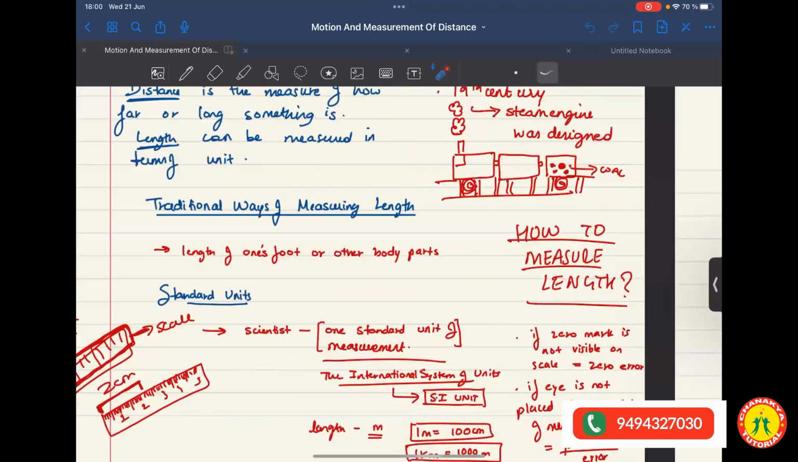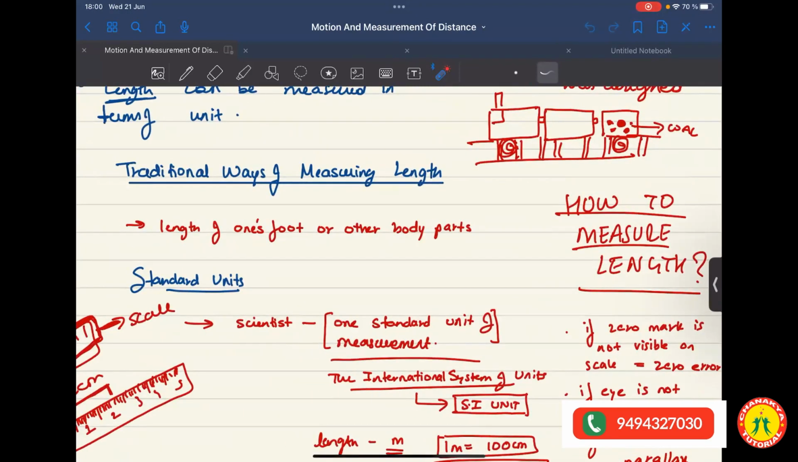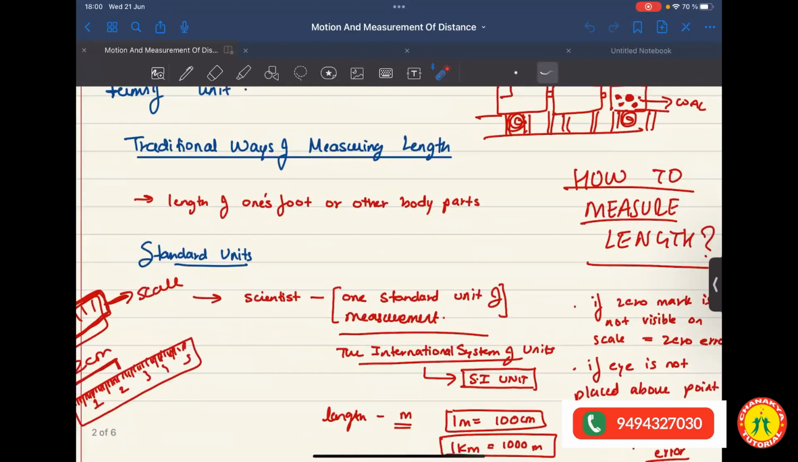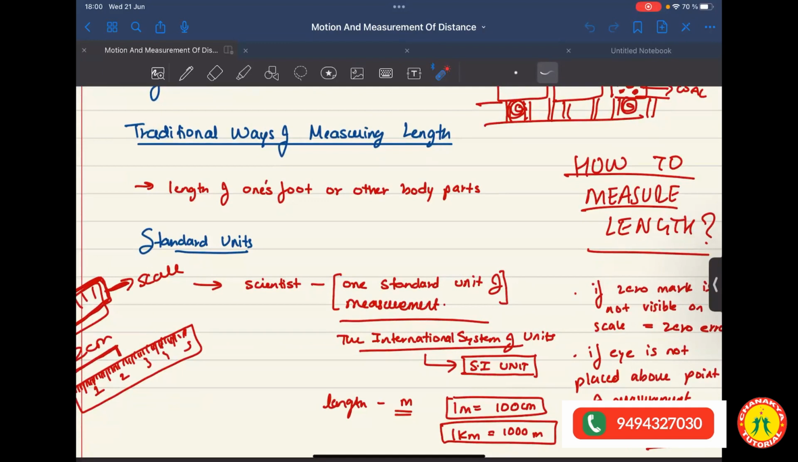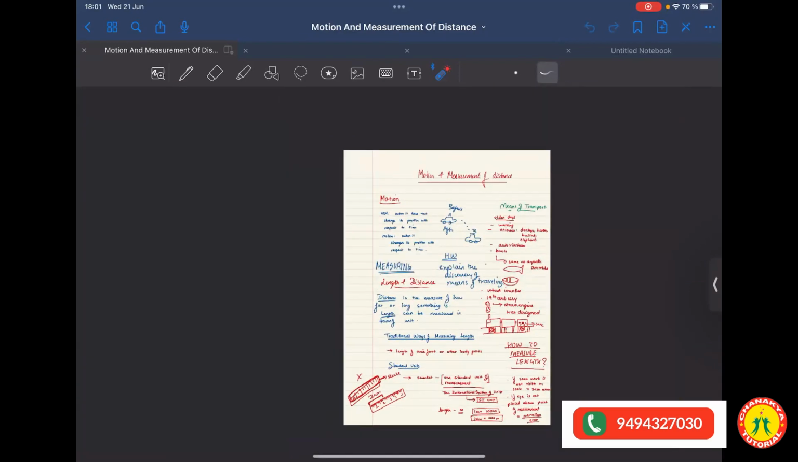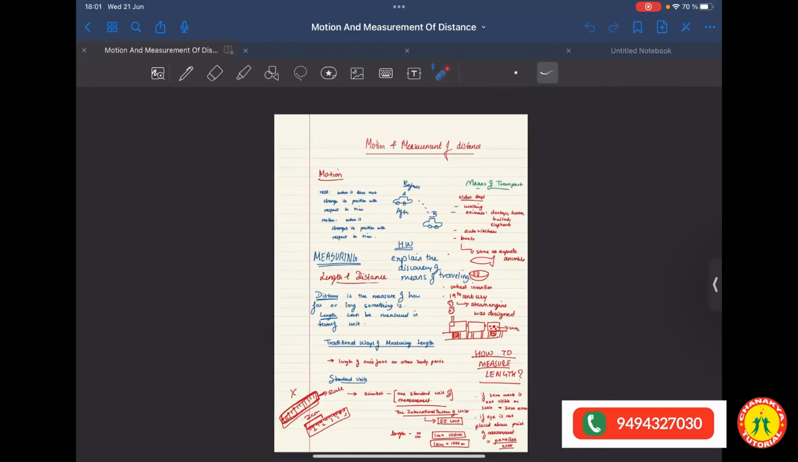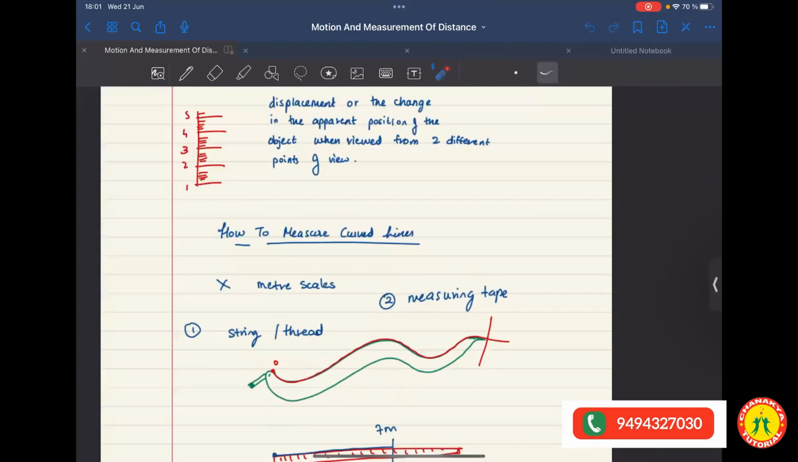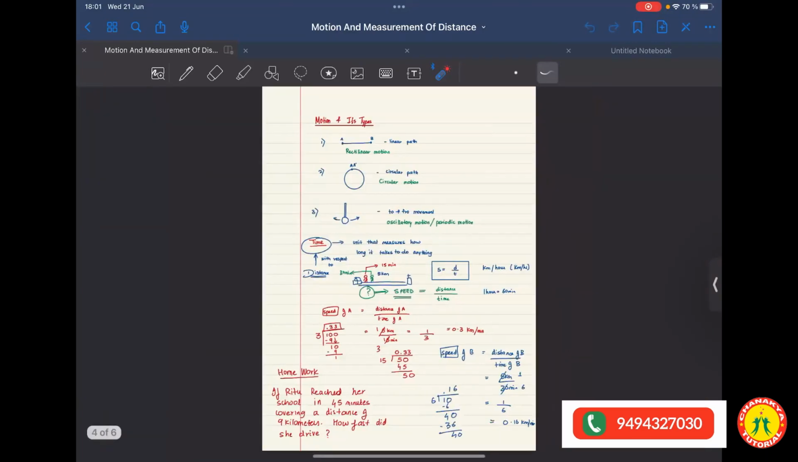So standard units. Scientists came up with one standard unit for measurement. This standard unit is the meter, in the international system of units, that is called SI units. SI unit of speed is kilometer per hour. SI unit of length is meter. Apart from that, we saw how this measurement came about, what the errors are, and how you measure curved lines using a thread. Then we saw the types of motion. I hope all these were clear, and I also gave homework on calculating speed.